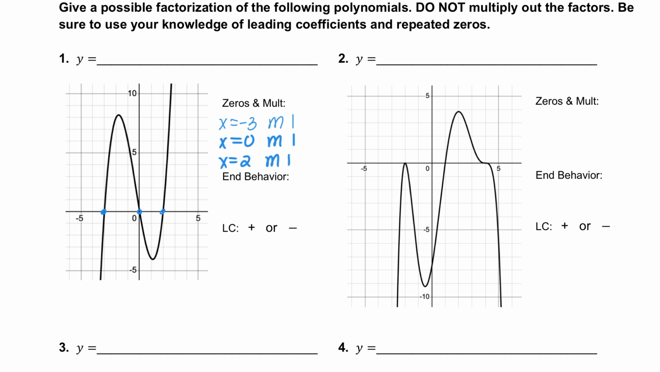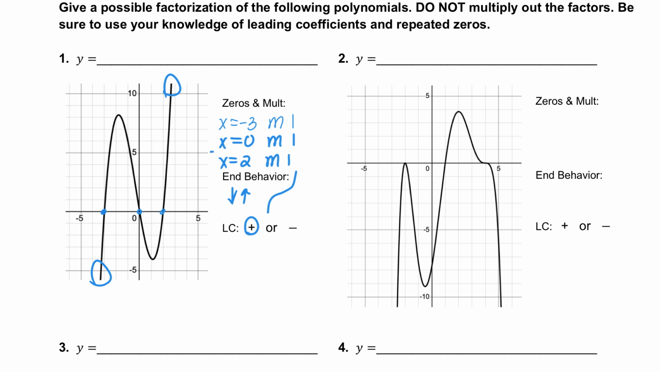Okay, I also need to look at the end behavior. It's going down to the left and up to the right. Okay, that tells me that it's going to be an odd degree. And since it's going down to the left and up to the right, it's following y equals x cubed. And so the leading coefficient is positive when it goes that way. Okay, so I know it's positive out front.